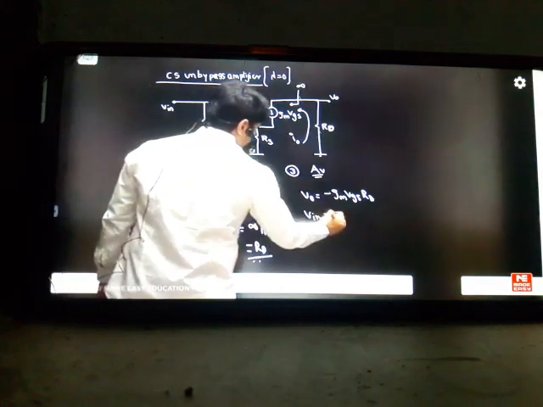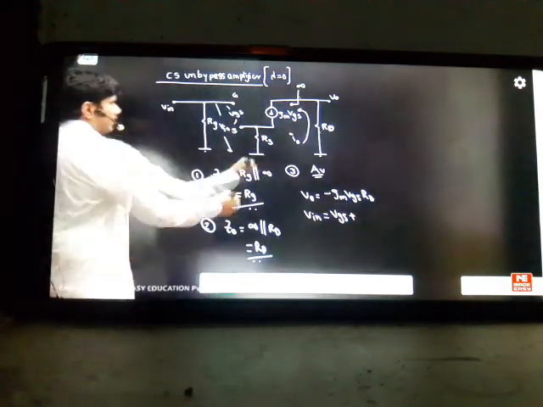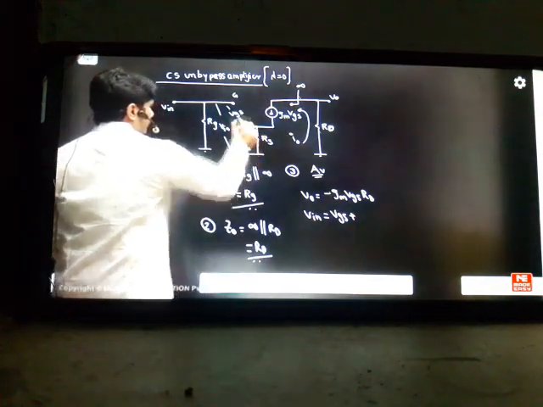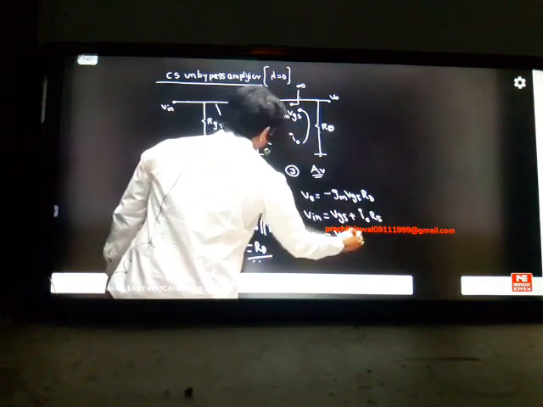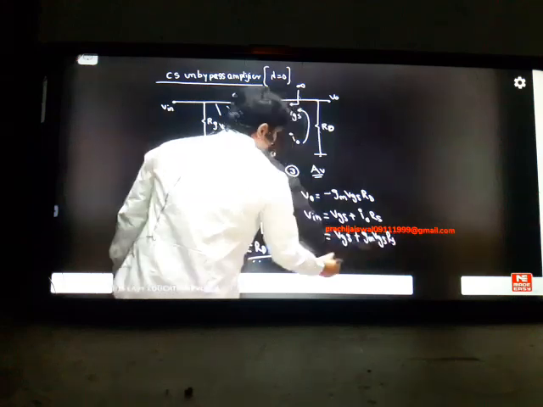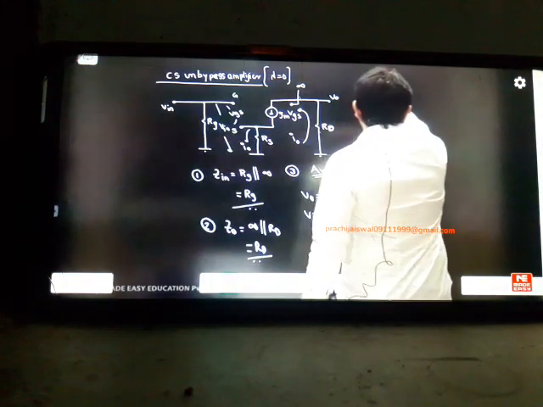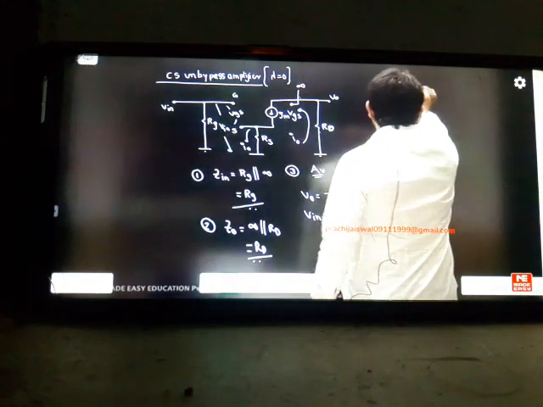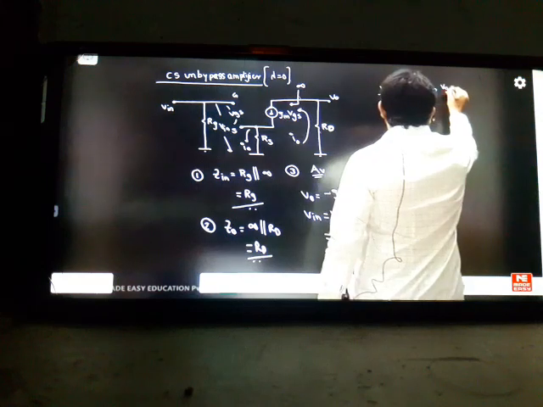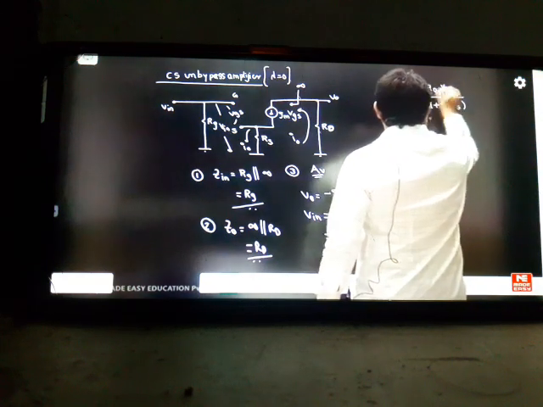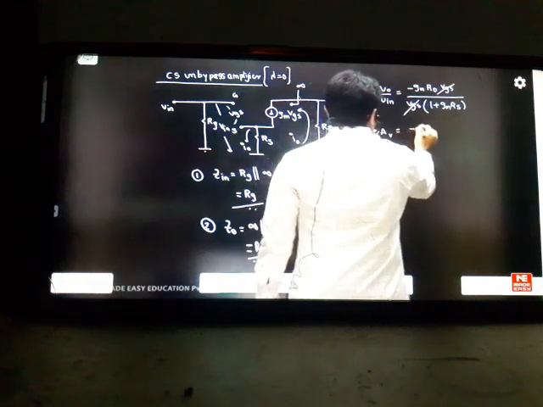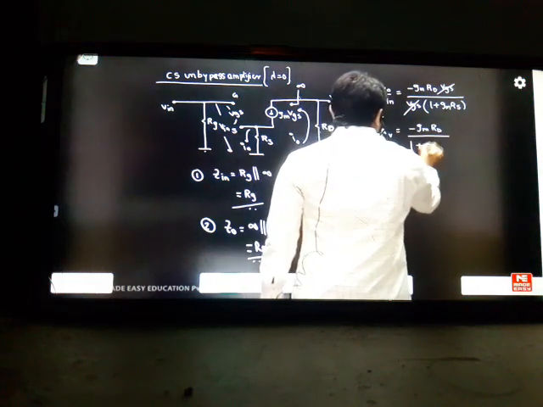So VIN can be written as VGS plus, the same current is going here also, because no current is there here. So I0 into RS you can write. But I0 is nothing but gm into VGS into RS. Then output by input: minus gm into RT into VGS divided by VGS common, which becomes 1 plus gm into RS. gm, VGS cancels. So the gain formula is minus gm into RT by 1 plus gm into RS.